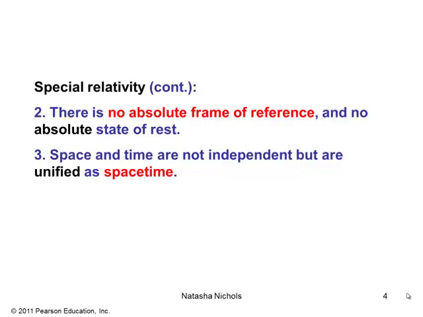A couple of other things that Einstein talked about is that there is no absolute frame of reference and no absolute state of rest. And space and time are not independent, but are unified as space-time, what we call our four dimensions, the three spatial dimensions and the fourth time dimension, space-time.